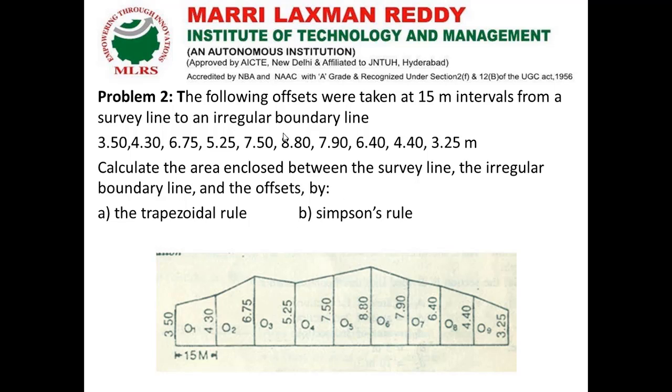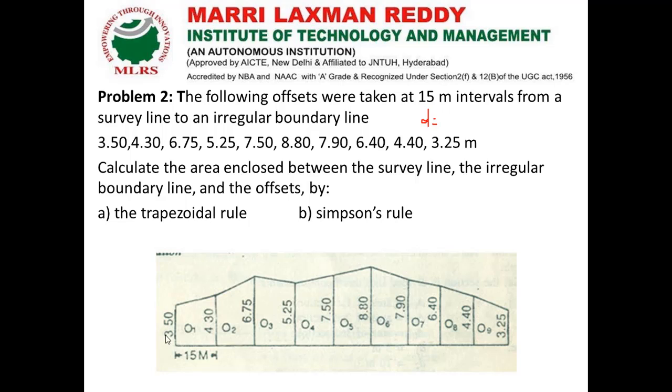So next, the second problem. The following offsets were taken at 15-meter intervals, so here d equal to 15 meter, from a survey line to an irregular boundary line. The offsets were 3.5, 4.3, 6.75, 5.25, 7.5, 8.80, 7.90, 6.40, 4.40, 3.25. Calculate the area enclosed between the survey line and the irregular boundary line using the trapezoidal rule and the Simpson's rule.